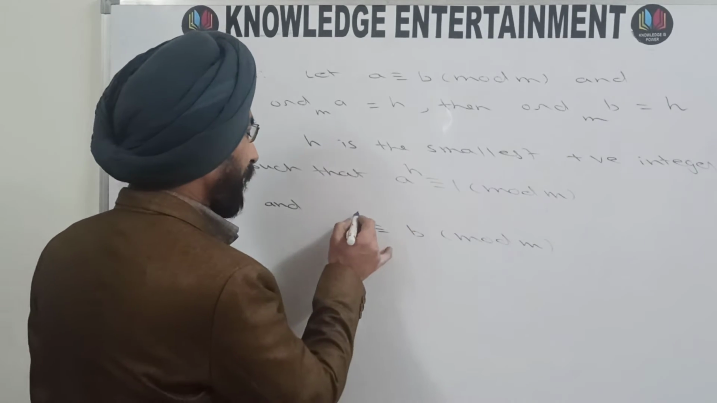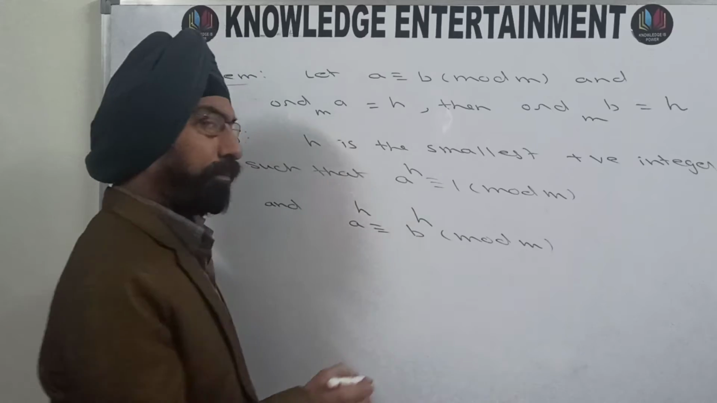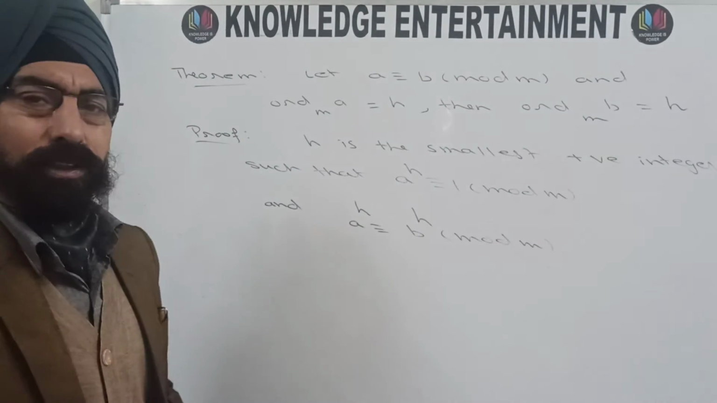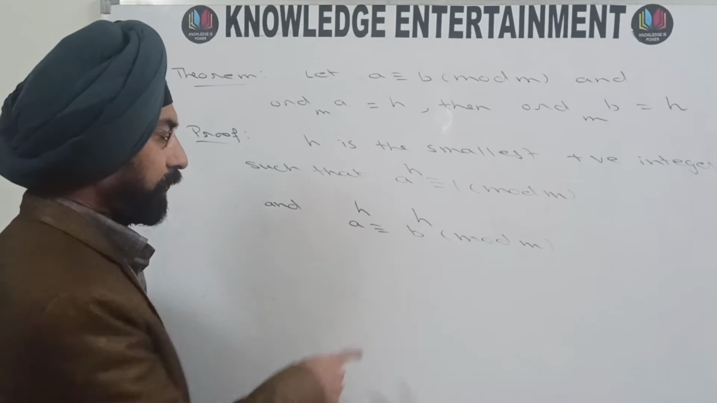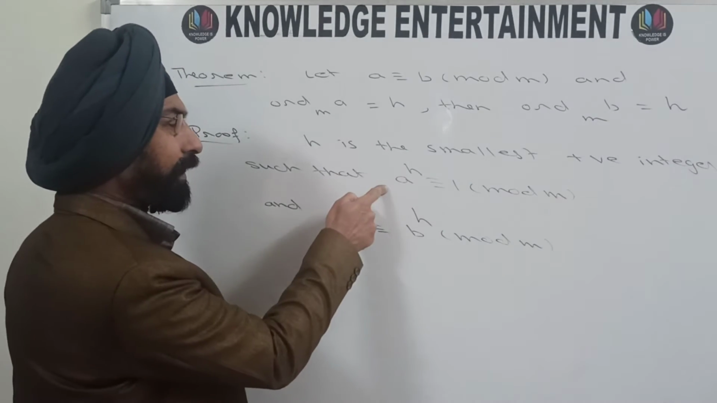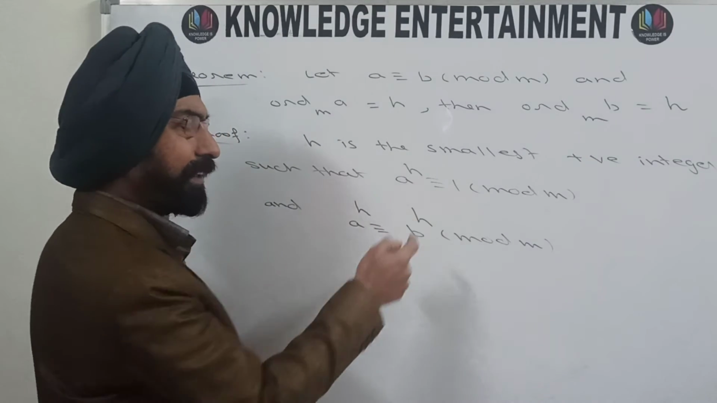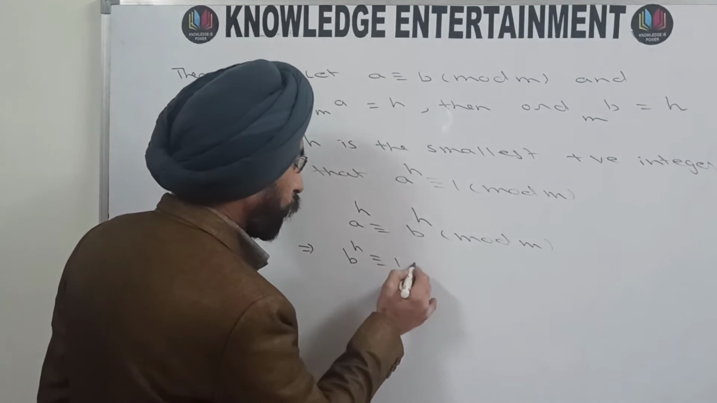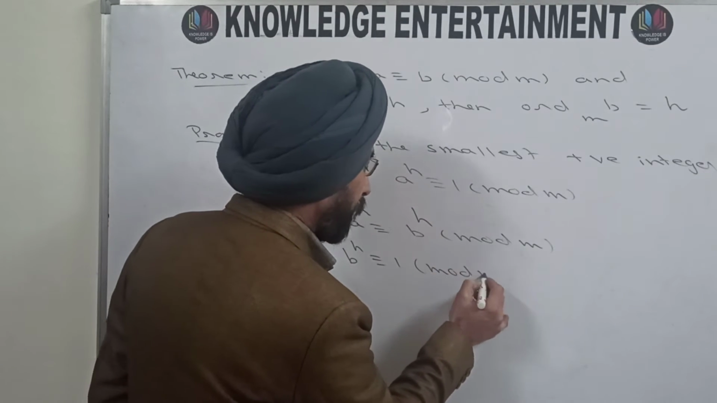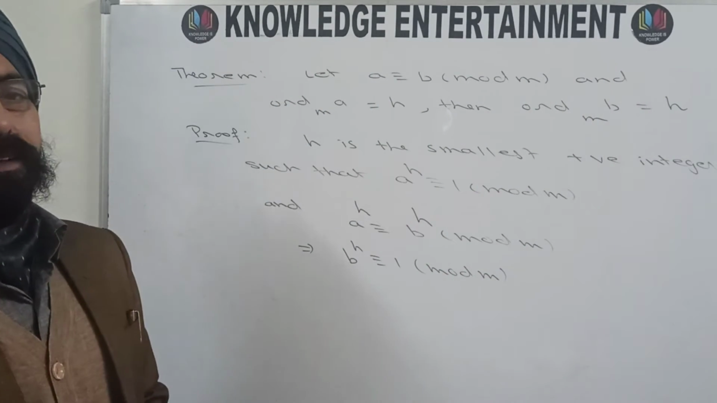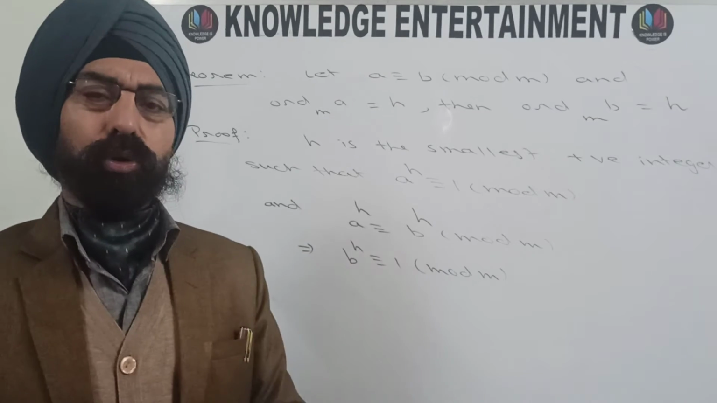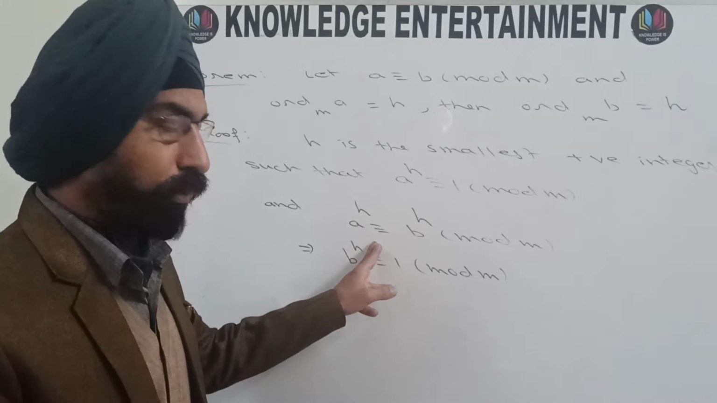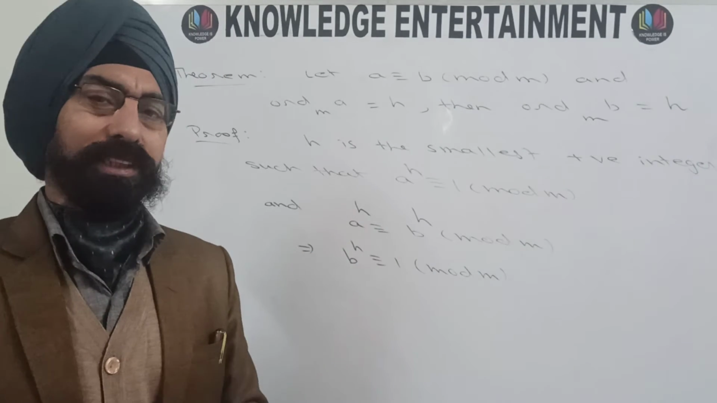So I can raise both sides to the power h. But a raised to the power h is congruent to 1. Or you can say that we are using transitivity. b power h is congruent to a power h and a power h is congruent to 1 modulo m. So b power h is directly congruent to 1, b raised to the power h is congruent to 1 modulo m. But it is not sufficient to say that order of b modulo m is h, because we also have to prove that h is the smallest positive integer satisfying this condition.